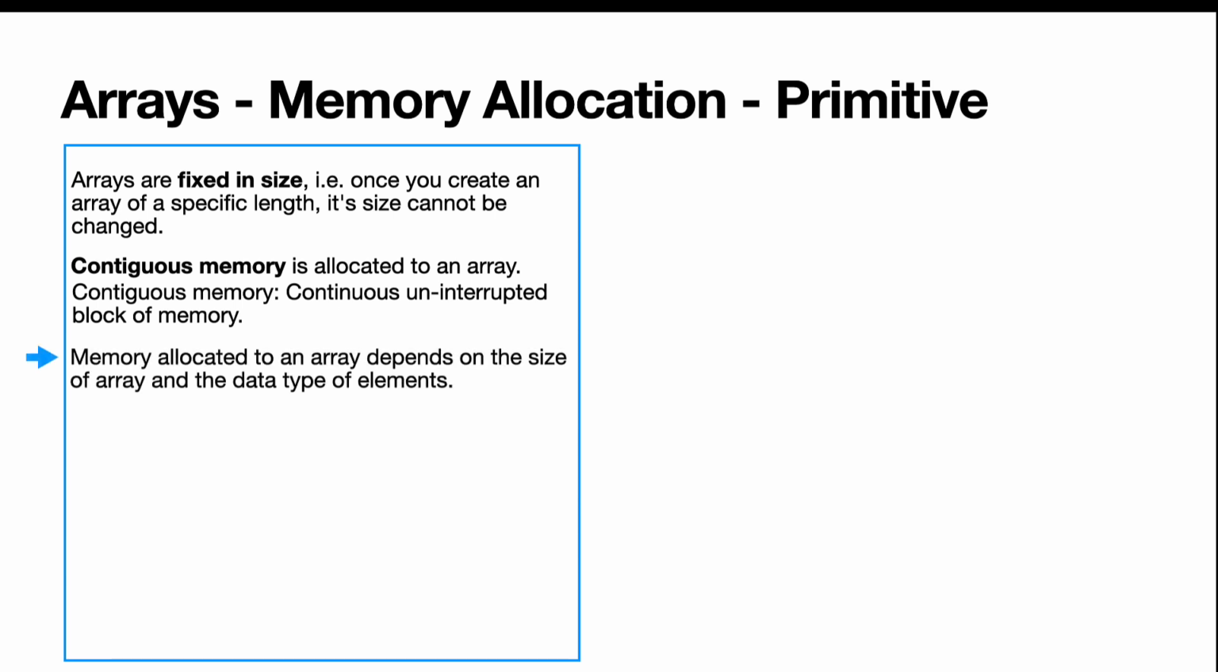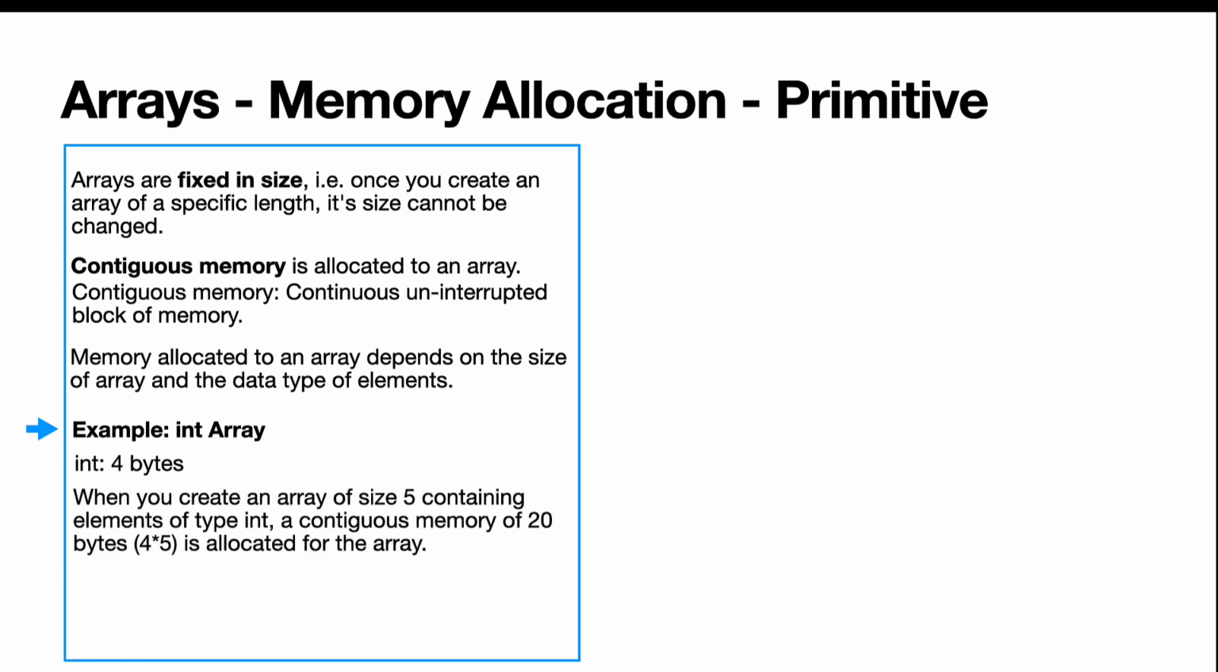The amount of memory allocated to an array depends on the size of the array and the data type of elements. Let's take an example of an int array. The size of int primitive data type is 4 bytes. So if you create an array of size 5 containing elements of type int, then the total memory allocated to this array is length of array times the memory of data type. That is 5 times 4, which is 20 bytes. So a contiguous memory of 20 bytes is assigned to this array.